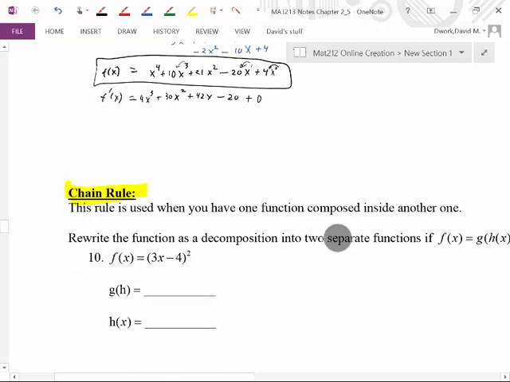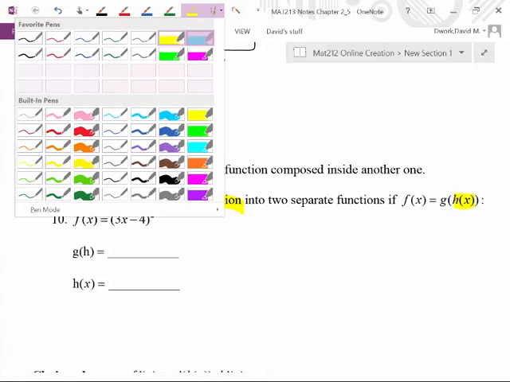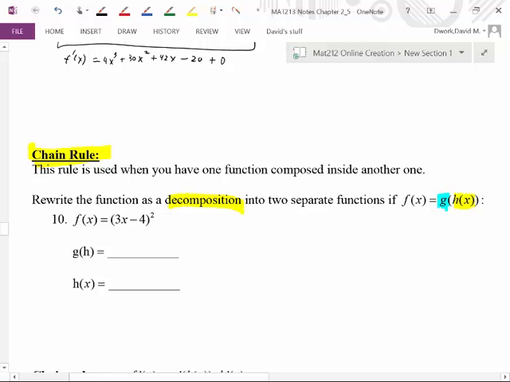So what I'm going to do is start us off with a very small version of it, just to help us see what we're referring to when we talk about links in the chain. So what we're going to do is rewrite the function as a decomposition into two separate functions. So what we're saying is take your functions and look for, is there a function inside another function? If you remember composition functions, the f of g problems, instead of looking for the composition, we're going to decompose them. We're going to take them apart.